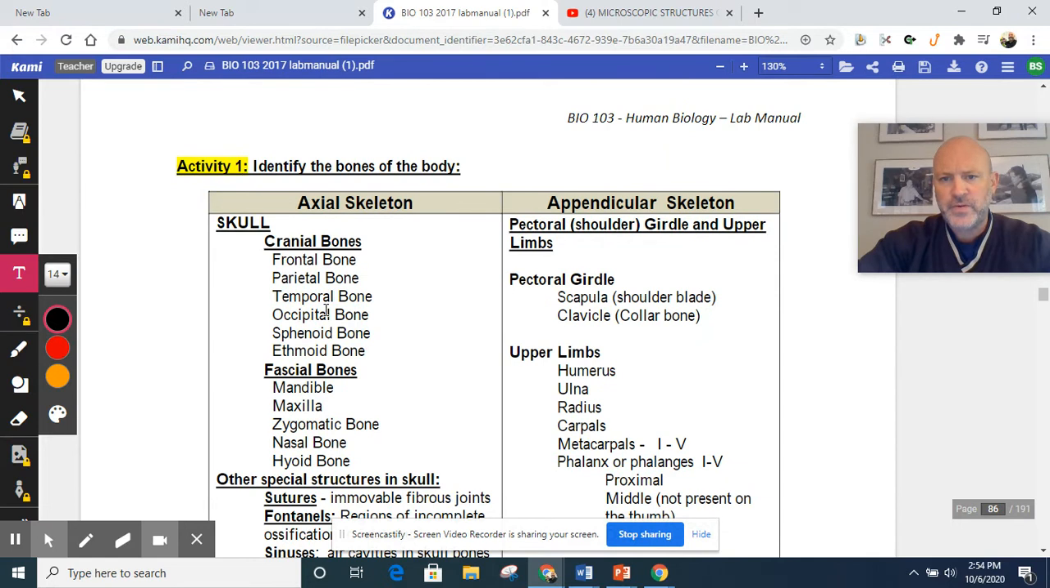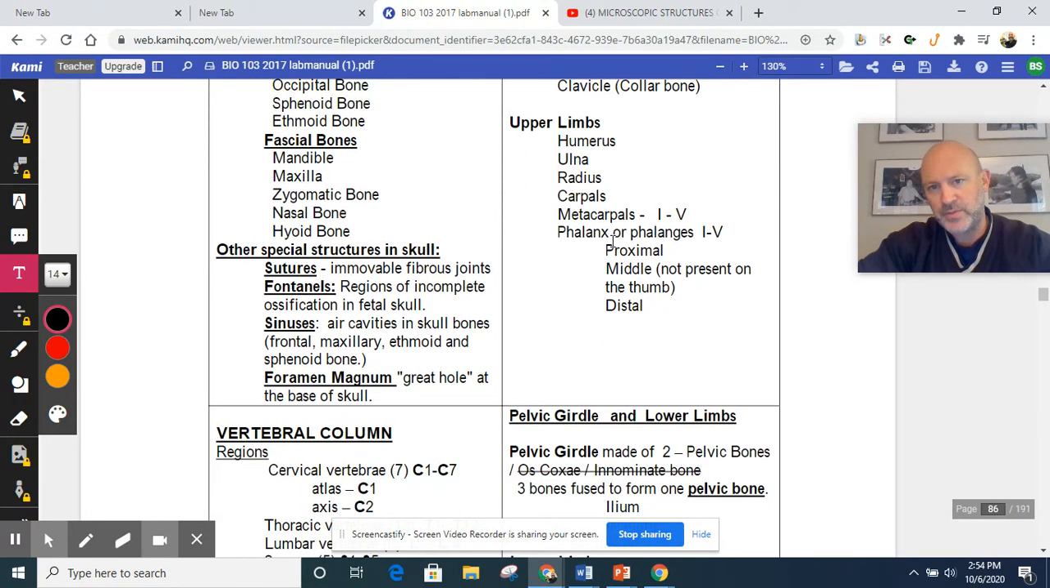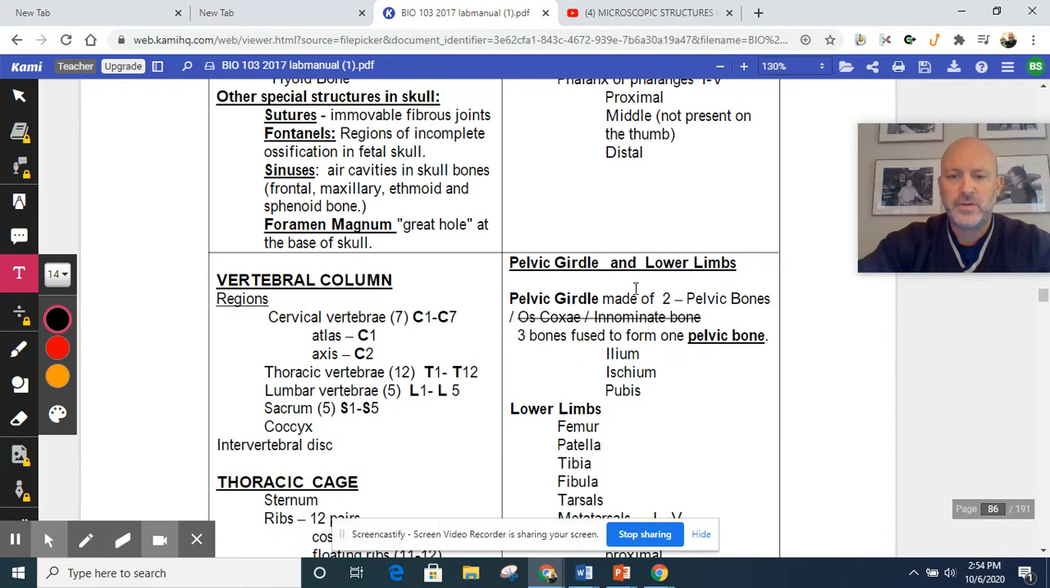And if we just look over here on the other side, the appendicular skeleton, this is the limbs and the girdles. The pectoral girdle, I told you, is made up of the scapula and clavicle, and these are all the bones that make up the upper limbs, so the arms, including the humerus, the radius and ulna, the carpals in the wrists, and all these bones in the hands and fingers.